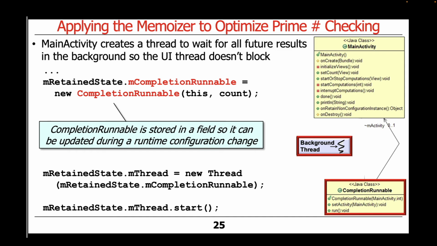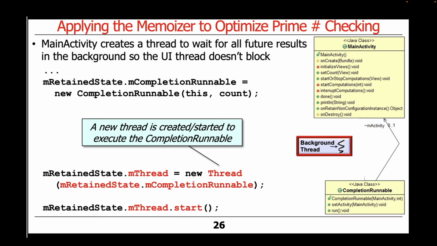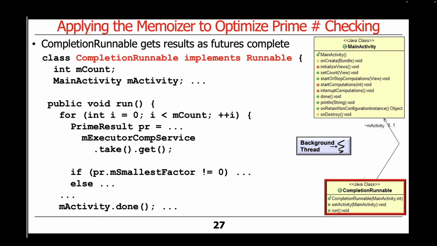Here's the rest of the program. The key parts: we make a runnable, the completion runnable, and then we make a new thread that's passed the completion runnable as its runnable, so it'll do the computation there, and then we start that particular thread. So it's off to the races, running in the background, doing its thing.